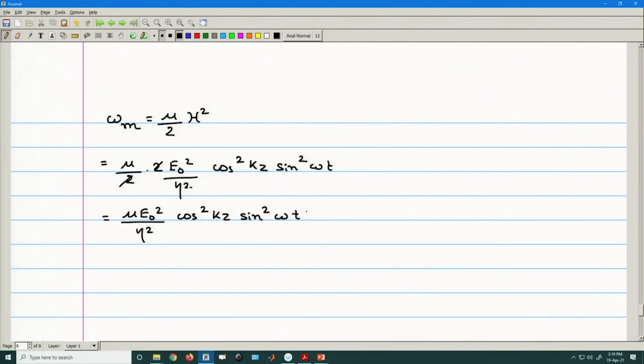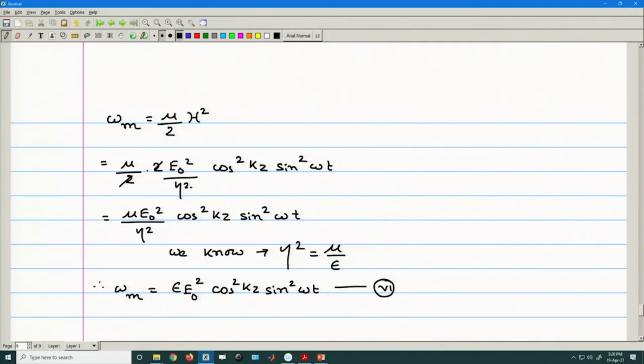Now, we also know that eta squared is mu by epsilon. Therefore, we can write Wm by substituting mu by epsilon in place of eta squared. Mu gets cancelled out, and we are left with epsilon E0 squared cos squared kz sin squared omega t. Let us give this as equation number 6. So now we have We and Wm. Now, we will calculate S.